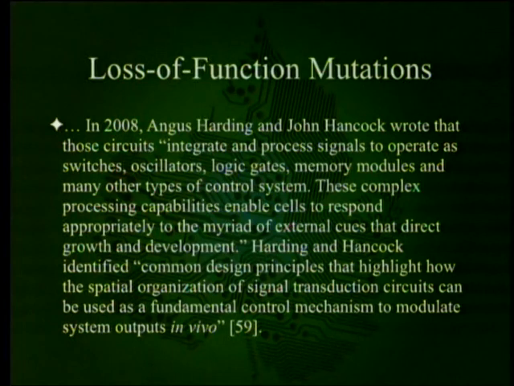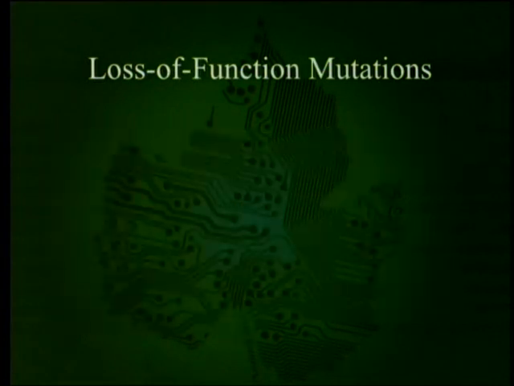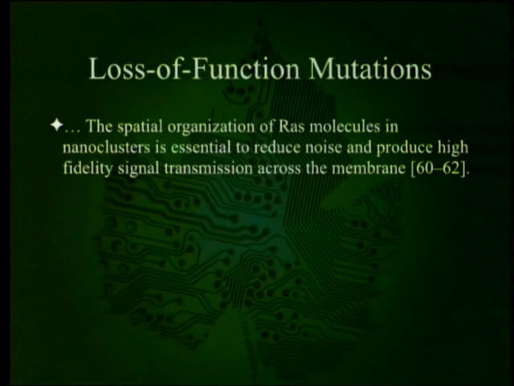These complex processing capabilities enable cells to respond appropriately to the myriad of external cues that direct growth and development. Harding and Hancock identified common design principles, there's that word again, that highlight how the spatial organization of signal transduction circuits can be used as a fundamental control mechanism to modulate system outputs in vivo. The spatial organization of RAS molecules in nanoclusters is essential to reduce noise and produce high-fidelity signal transmission across the membrane.